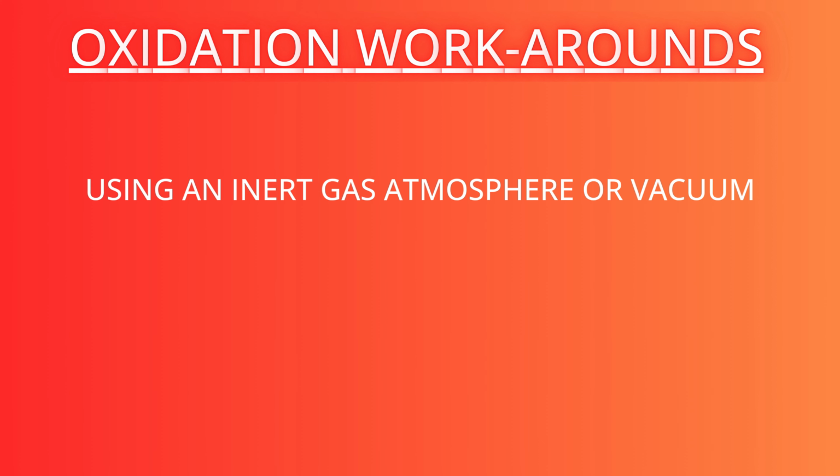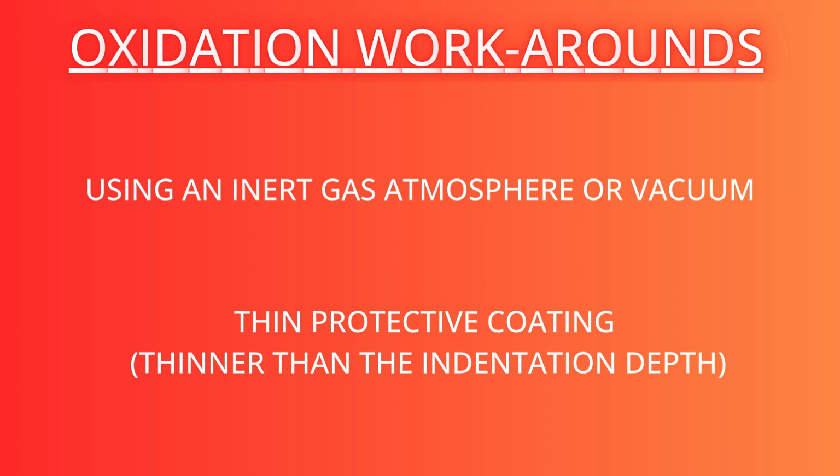Well, what can we do to overcome this obstacle of oxidation? We could use an inert atmosphere or a vacuum. By doing so, we can significantly slow down or prevent oxidation from happening. We could also use a thin protective coating. They have to be very thin and stable at those high temperatures, maybe like silicon nitride or alumina, and those can be deposited and act as a barrier, preventing oxygen diffusion during the testing.